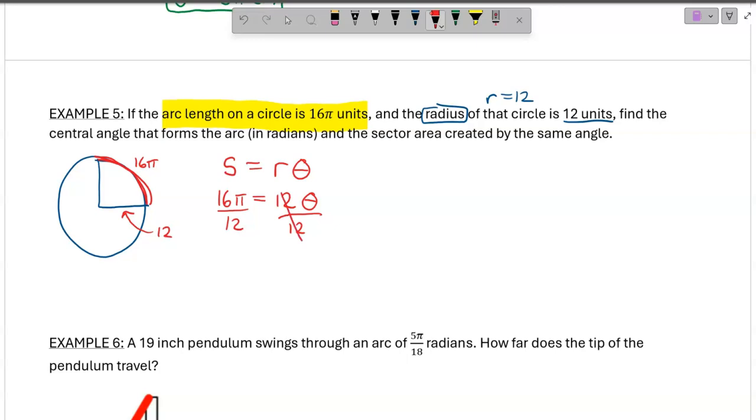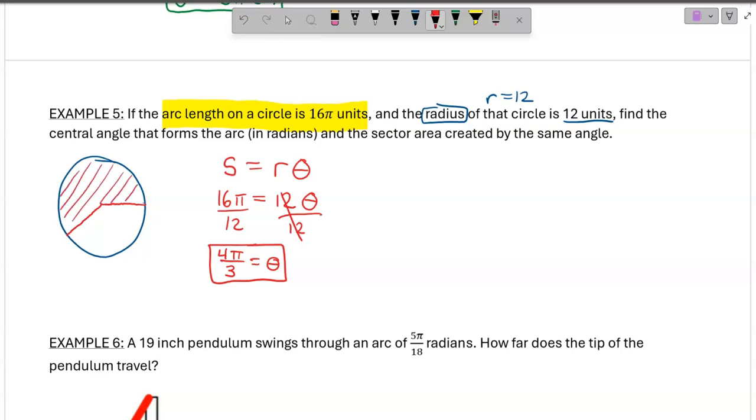When I simplify that, I get 4 pi/3 as my answer. If we want to draw this more accurately, 4 pi/3 is going to be a little bit more than half the circle, because 3 pi/3 would be half. So this is probably a more realistic drawing of what this looks like. Now we know that this length here is 16 pi. That was given to us.